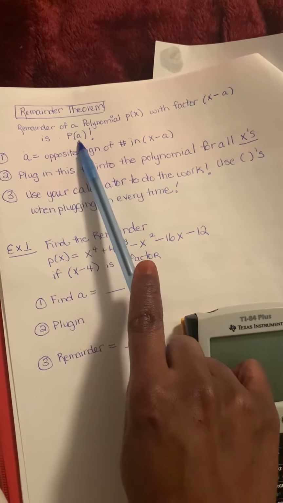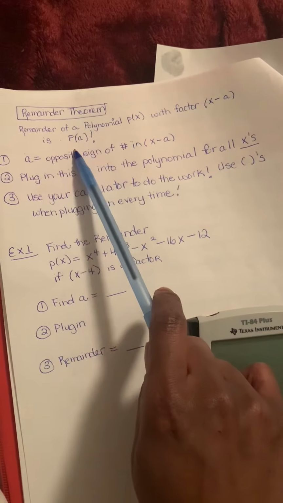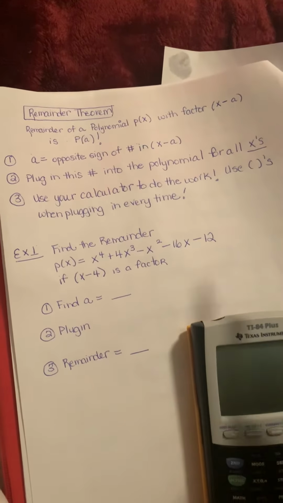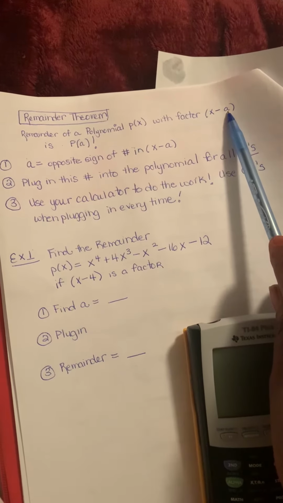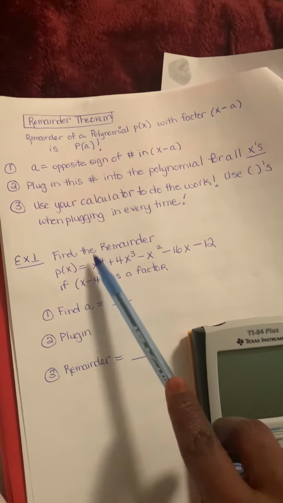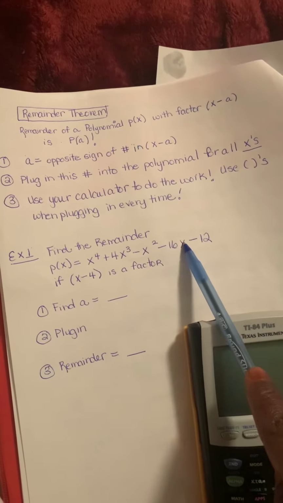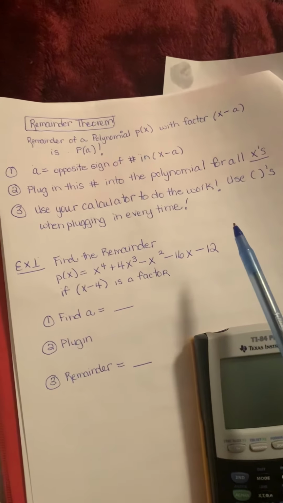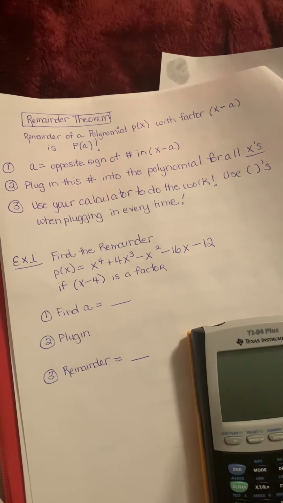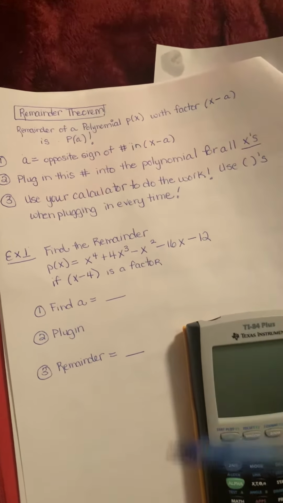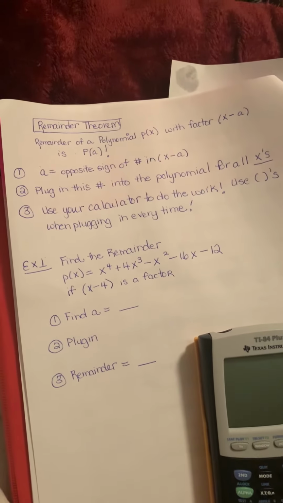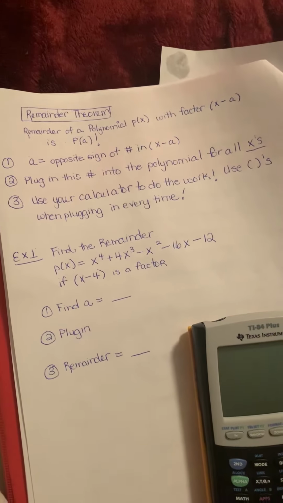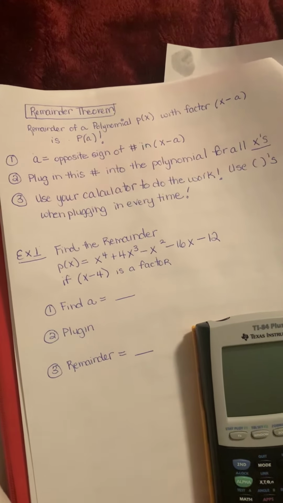The remainder is P of a. So what that means is all I have to do to find the remainder, instead of going through that whole long division, is take whatever my a is and plug it into my function for every single variable. And then we'll use our calculator, and whatever number you get, that's the remainder. Okay? So this is a shortcut instead of doing long division. Now, if you'd rather do long division, that's fine. You can go through that process. This is a shortcut. We'll get the same answer.